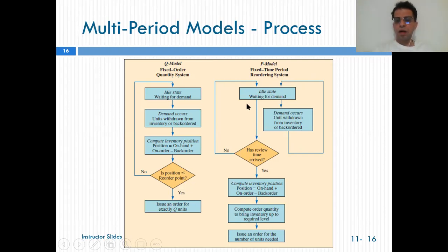In the fixed time period system, when the demand occurs a unit is withdrawn from the inventory, which has nothing to do with making orders because it's about timing. So in the idle state waiting for the demand, has the review time arrived? If it's that month of the year, then if yes, you compute the inventory position, what you have in hand plus orders minus the back orders. Compute the order quantity and bring the inventory up to the required level. Issue an order. If no, you go back. You notice it is not affected by the demand, it is not driven by demand.